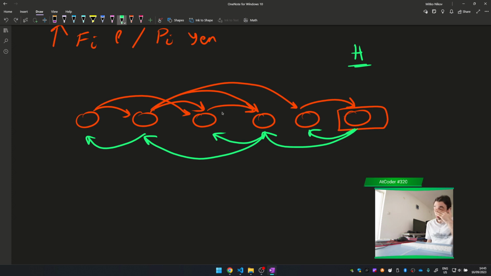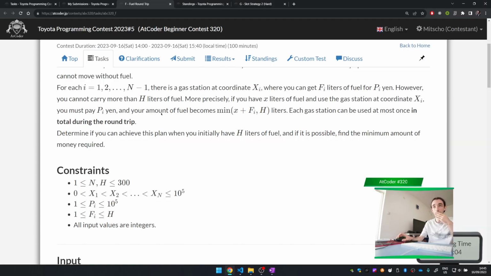What about if it's some DP, but then you do it for the return path? Interesting, interesting.